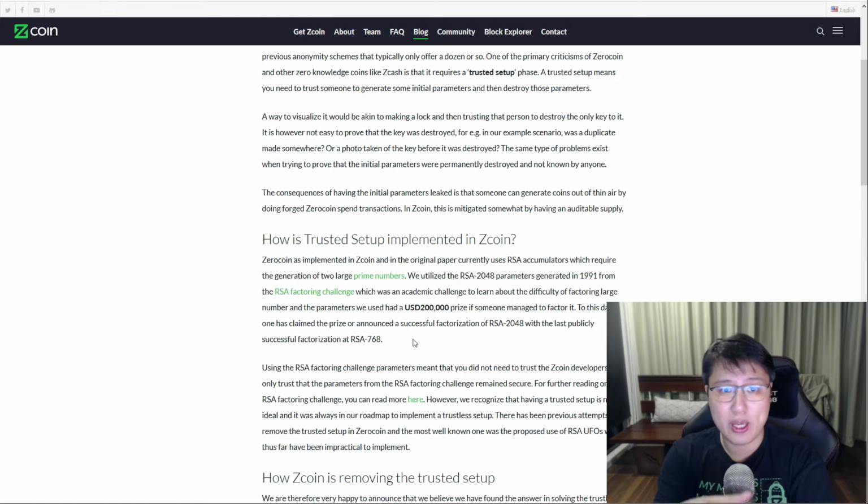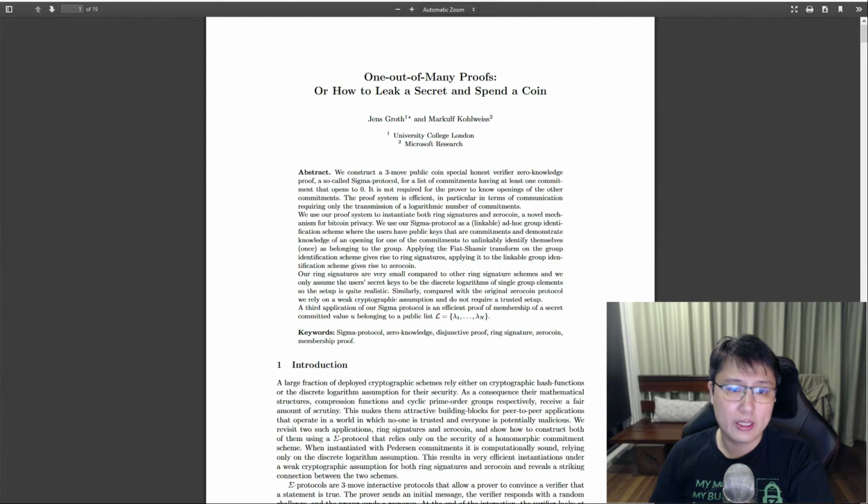Most importantly, we had no part in this ceremony, so it's effectively third party. You don't have to trust the Zcoin team that it was correctly done. But then again, it is still a form of trusted setup, and that's not great. And Sigma, because it uses totally different cryptography, does not require the trusted setup.